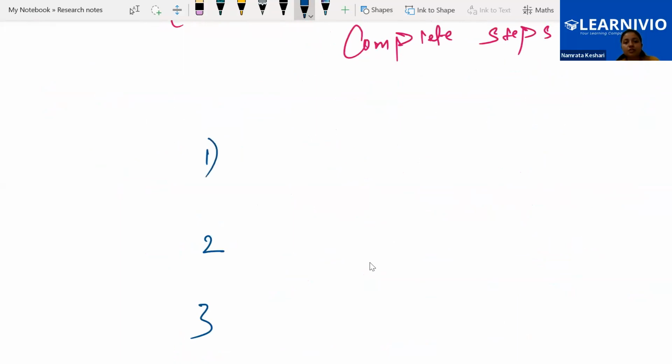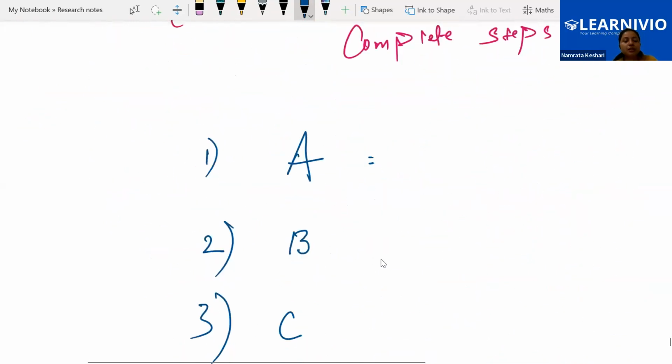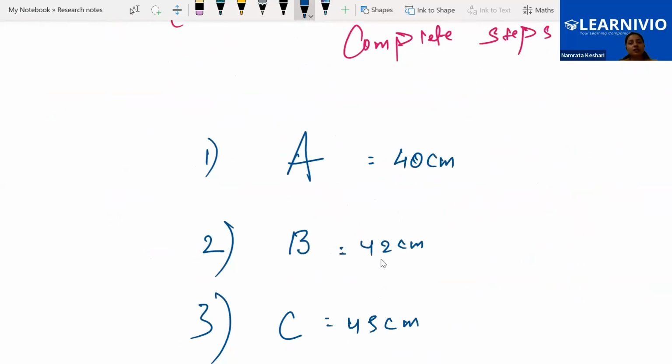Let's say the first one is Mr. A, the next one is Mr. B, and the next one is Mr. C. Okay, their steps are 40 centimeter, 42 centimeter, 45 centimeter. After this 40 centimeter, the next step of this person will be like, the first one is 40 centimeter.